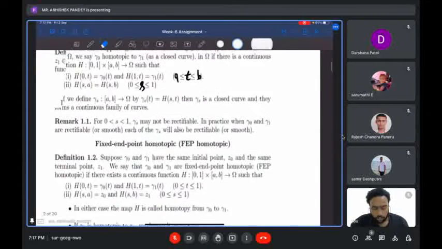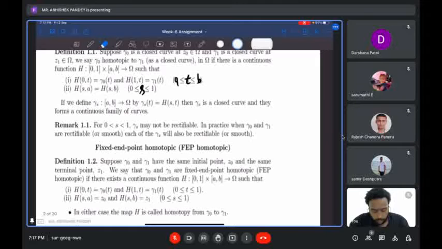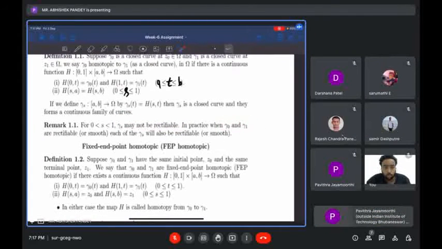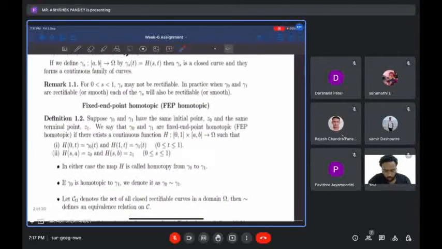Yeah, note that there is a remark. For s in 0 to 1, gamma s may not be rectifiable. But in practice, when gamma naught and gamma 1 are rectifiable and smooth, gamma s will also be rectifiable or smooth. So just keep this in mind once you prove a theorem regarding this. This might be your obstacle. Like gamma s may not be rectifiable, but in practice we assume these are rectifiable when gamma naught and gamma 1 are rectifiable or smooth.